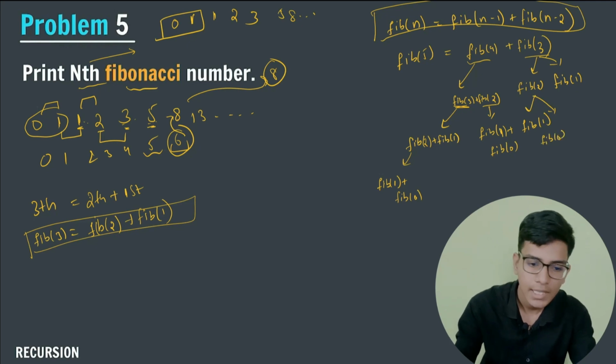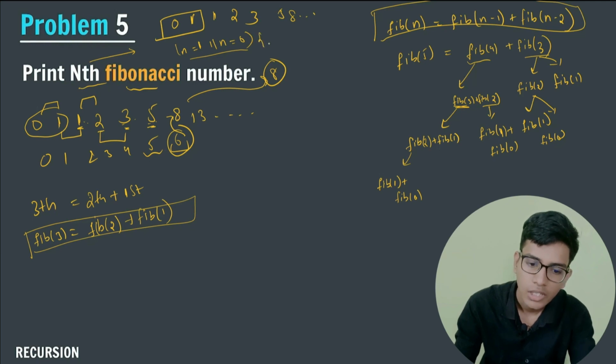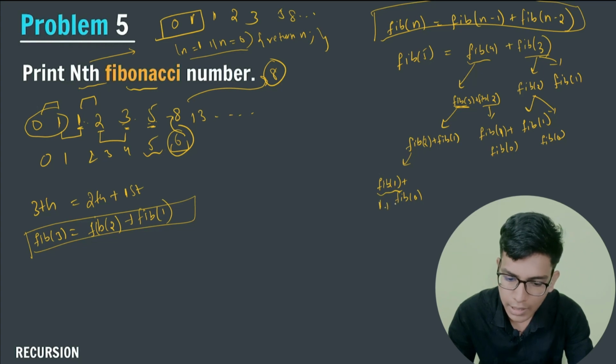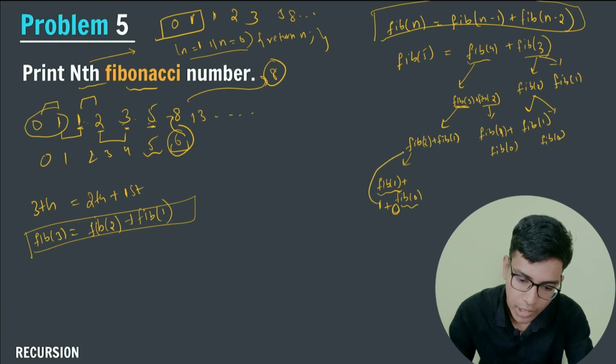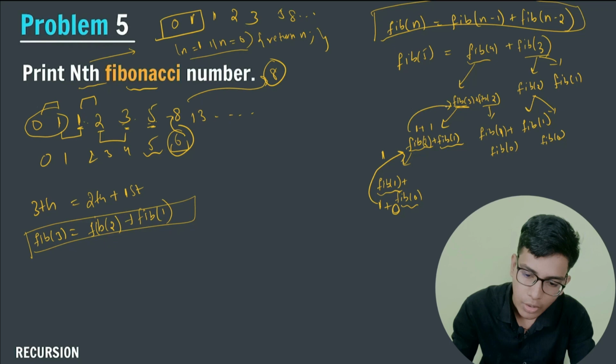You can see that if my n value becomes 1 or 0, if either condition is true, then I will simply return the n value. Here n is 1, so I will return 1. Here n is 0, so I will return 0. So 1 plus 0, finally I will return 1. After that, Fibonacci of 2 is 1, and Fibonacci of 1 is also 1, so 1 plus 1, and from this I will return 2.